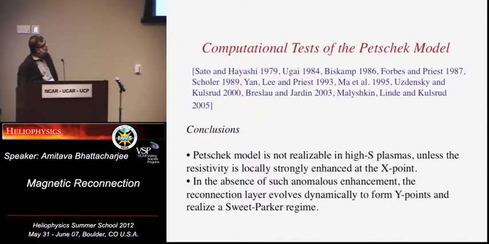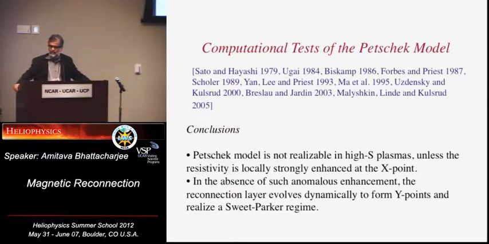And what emerged is the following: the Petschek model is not realizable in high Lundquist number plasmas, for which it is designed, unless the resistivity is locally enhanced, by hand or by plasma physics, at the X point itself. In other words, if you give a very large Lundquist number to the system and let it go, you're not going to get this result unless you also insist that at the X point, as your computer code is running or as your experiment is going on, something happens that locally enhances the resistivity to a very large value, even though it's very small far away from the X point.